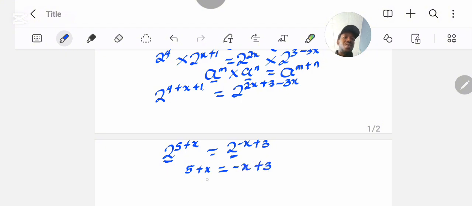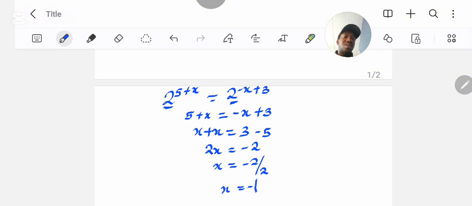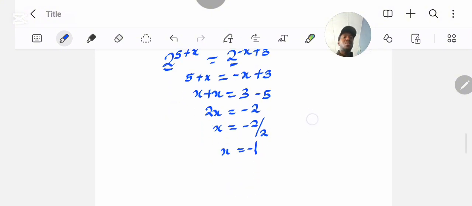And from here, we can just collect like terms x. If we take the minus x to the other side, it becomes plus x equals to 3. If the 5 should go to the other side, it becomes minus 5. So we have 2x equals to minus 2 and x equals to minus 2 divided by 2. And finally, x is equal to minus 1. So that's how we attempt that question. We go to the next one.